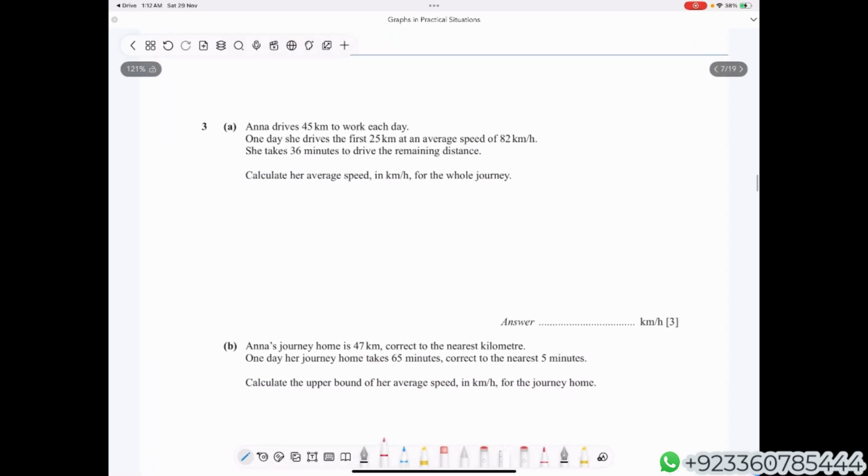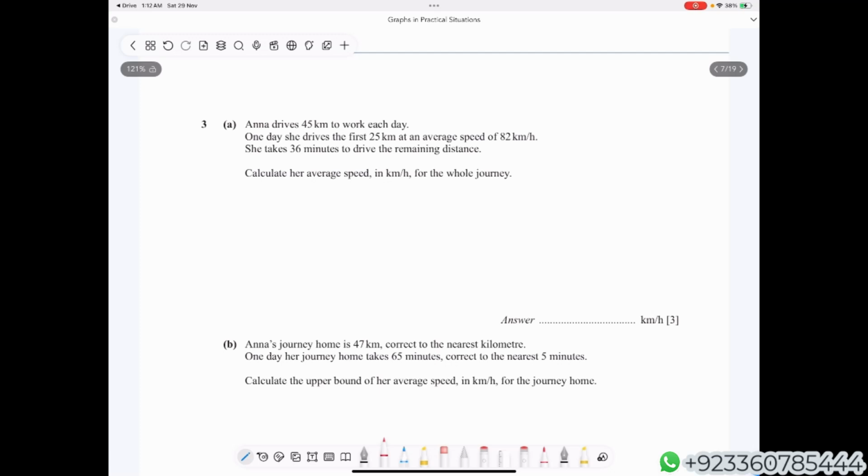Let's move on. Question number 3 says Anna drives 45 kilometers to work each day. So this is her distance. One day she drives the first 25 kilometers at an average speed of 82 kilometers per hour. She takes 36 minutes to drive the remaining distance. Calculate her average speed in kilometers per hour for the whole journey.